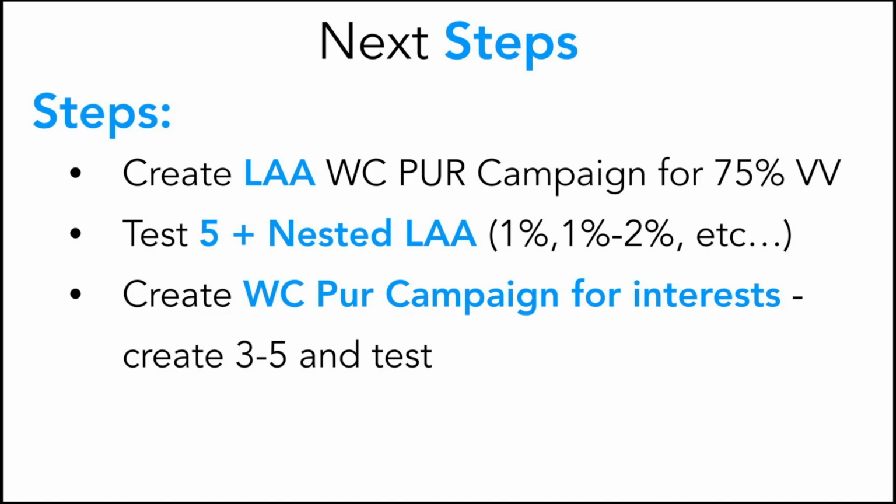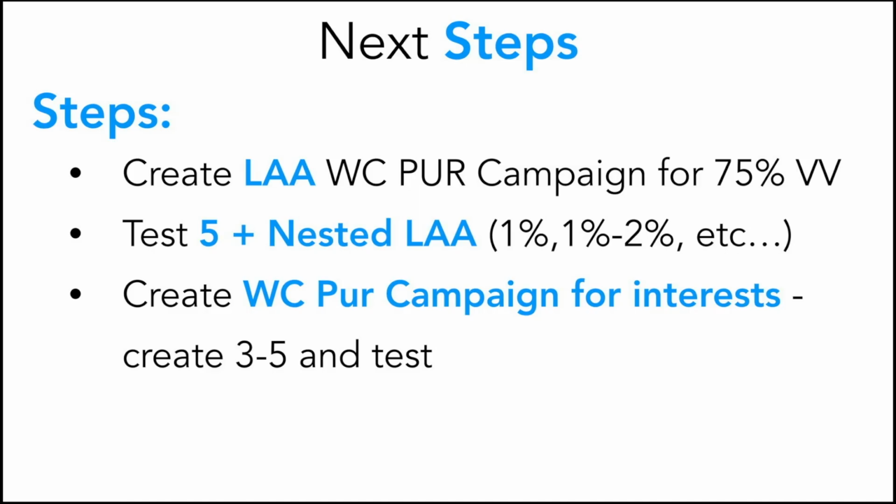We're going to start making lookalike audiences. At this point, we're going to switch to website conversion campaigns. And we're going to make a lookalike audience with 75% video viewership. We're going to test 5 nested lookalikes. Now, a nested lookalike is a fancy term for the 1%, the 1 to 2%, 3 to 4%. And I'd recommend making 5 of them. So 1 to 2, 2 to 3, 1% obviously, 3 to 4, 5 to 6, and 6 to infinity.